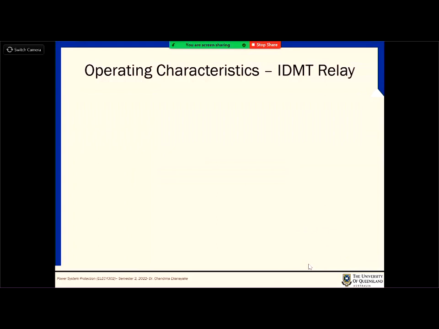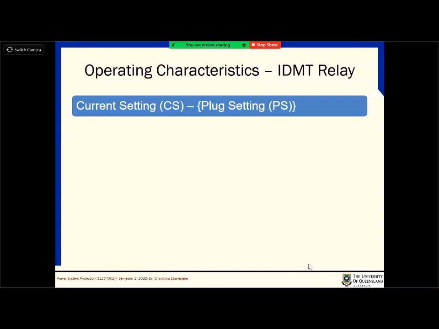So when you are looking at these relays, when you have these relays, there are a couple of specific parameters that you need to look at. One is called current setting. Current setting means: what is the pickup current? That is called the current setting.